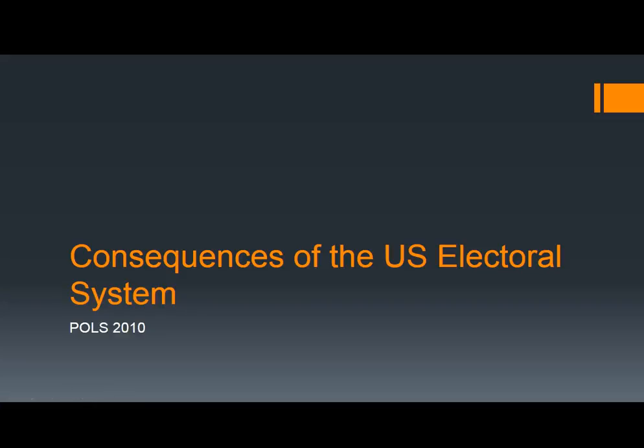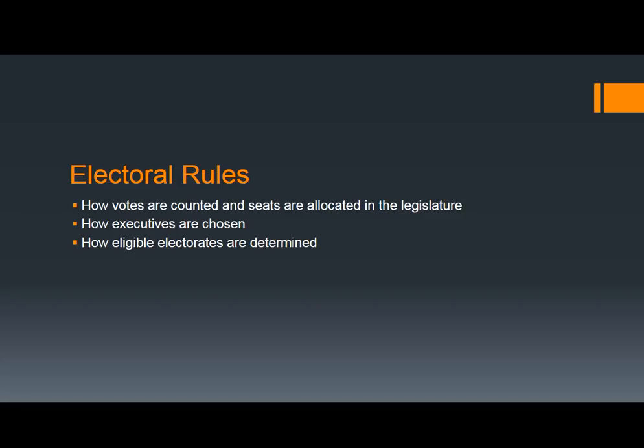Today I want to talk a little bit about some consequences of the U.S. electoral system. So first of all, let's talk about what an electoral system is. More specifically, what electoral rules are. Now, electoral rules are how the votes are counted and seats are allocated in a legislature in a democracy, how the executive is chosen in a democracy, and how the contours of the eligible electorates are determined. So all of these together, you might say, form part of our electoral system.